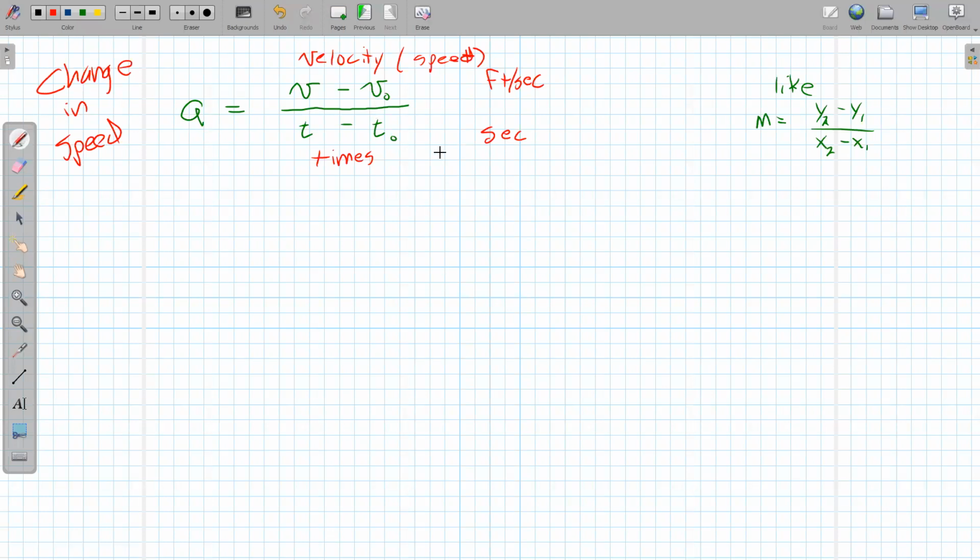So this is an acceleration formula. It's called average acceleration because I just have two velocities in two times. So this is a formula for average acceleration. Let's use green again. Formula for average acceleration. We're just going to play with this formula a little bit.